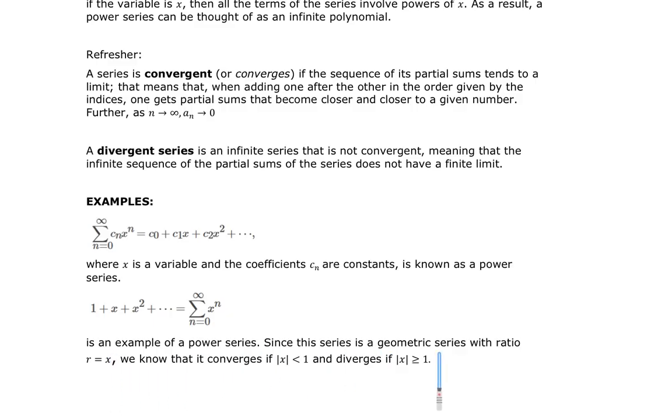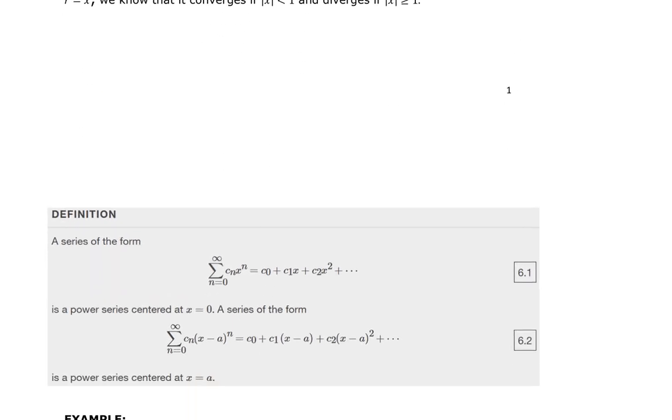This series is a geometric series with a ratio of x. The way we would have defined a geometric series before is the summation of n equals 1 to infinity of x to the n minus 1. Then all we do to move the index down to 0 is add 1 to this. And so we end up with a geometric series where the ratio is x. We know that it converges when the absolute value of x is less than 1 and diverges when the absolute value of x is greater than or equal to 1, because that's a geometric series.